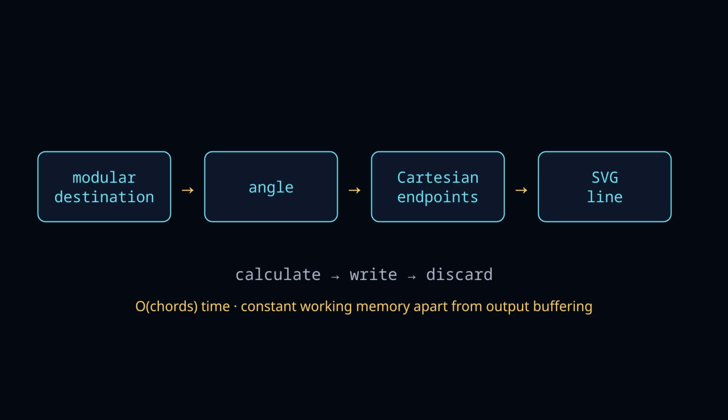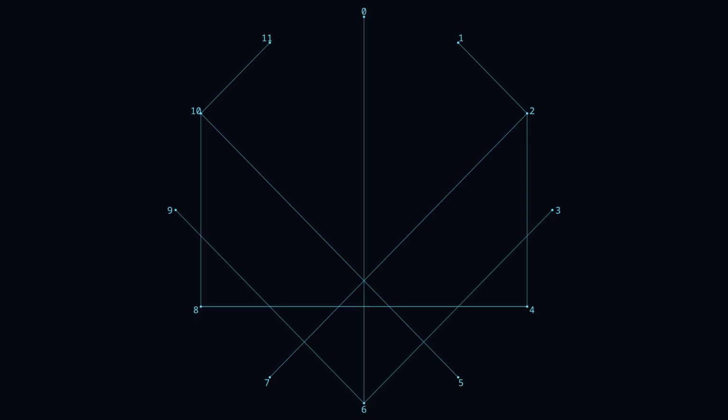The complete piece rests on a compact chain of ideas. Modular multiplication chooses a destination. An angular formula places both indices on a circle. Sine and cosine produce Cartesian coordinates, and SVG records one straight line per mapping. Repetition turns that discrete rule into an apparently continuous form.